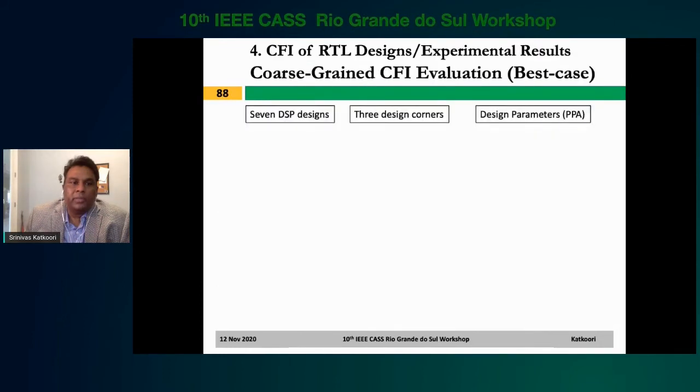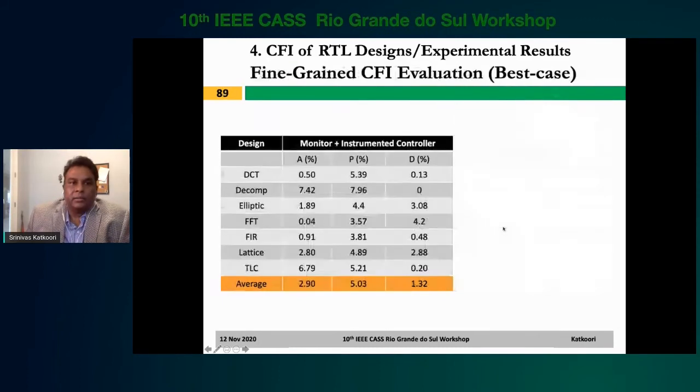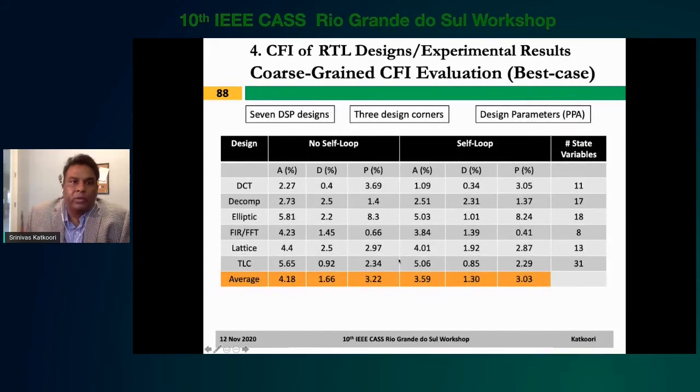So we have evaluated this for 7 different designs, digital systems, the DSP filters, and also we evaluated this at 3 design corners. And here what we see is these are the overheads for the best case corner. Again we see that the area, delay, and power overheads are reasonable, right? Which is less than 3% or 4%. So we can do actually a coarse grained, or we can do fine grained.